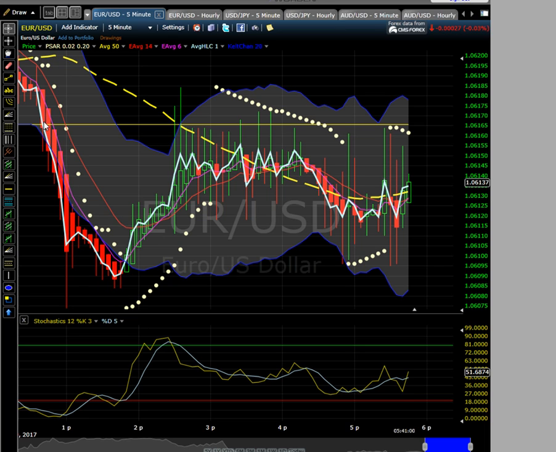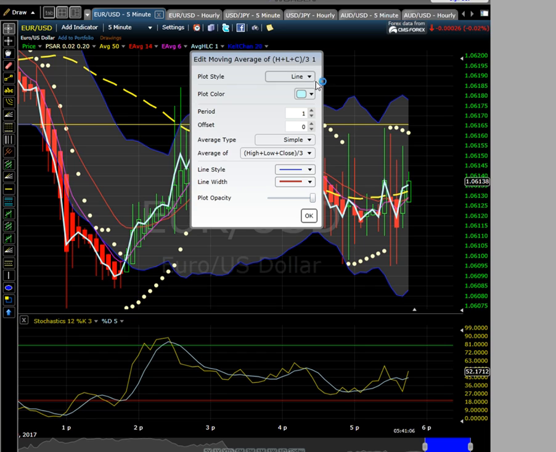And this blue line, I'm going to show you guys the settings. I have it set as a line. Plot color, I just put light blue, and I put the period 1, and I also put high plus low plus close, and I feel like that's most accurate to the overall price. So that's why you want to put high plus low plus close, and you want to put period 1.